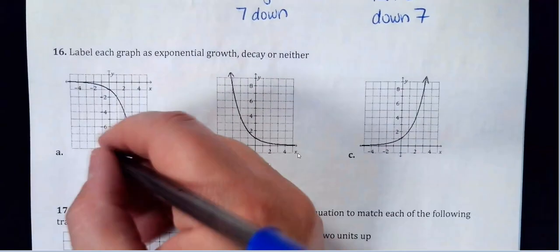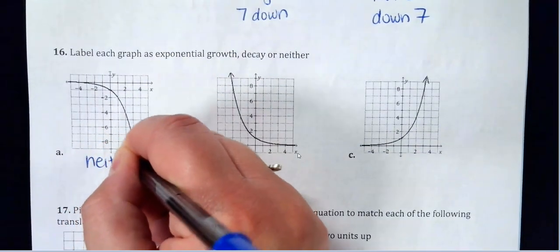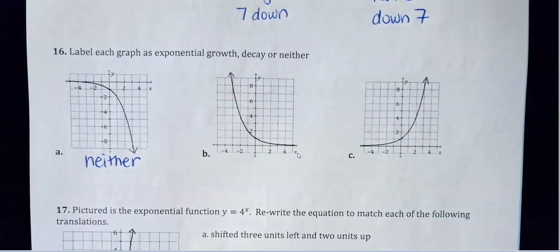This is neither. I know this is, and that's why I put this on here. So a lot of times people think decay, but no. If it points down, neither. It's an exponential function, but it's not growth or decay. It's basically a flipped over version.